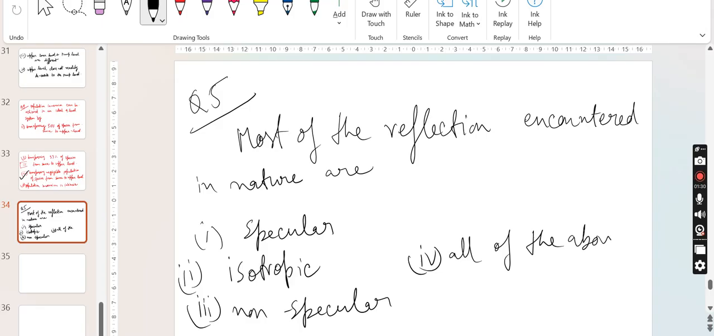So basically, we see shiny and non-shiny objects, but most of the objects are non-shiny. Non-shiny objects we see because of the non-specular or diffused reflection. So this is the answer. That's non-specular.